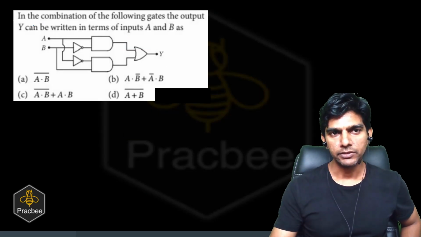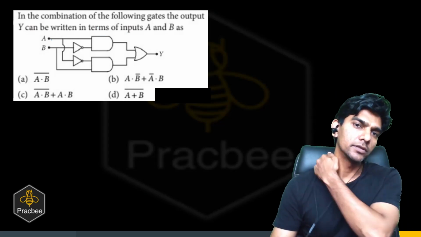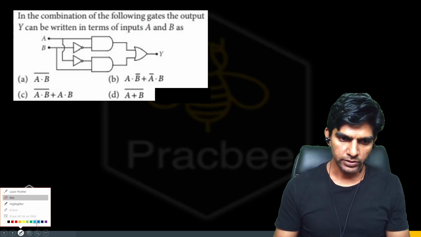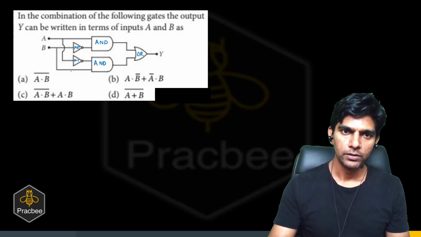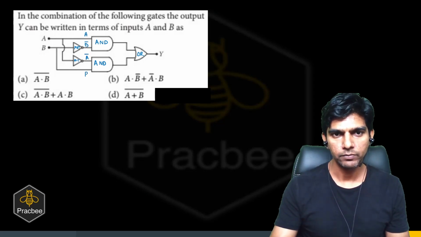Now let us see this question. In the combination of the following gates, the output Y can be written in terms of inputs A and B. Okay, so let us do this with Boolean algebra. We are given that this is an AND gate, this is again an AND gate, this is OR, and this is NOT, right? So we have A here and A bar here, right? Here we have B bar, here we have B.